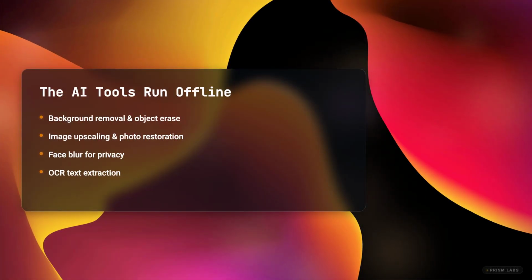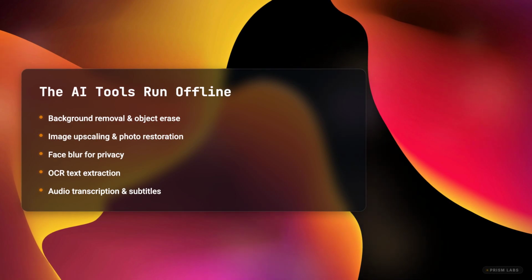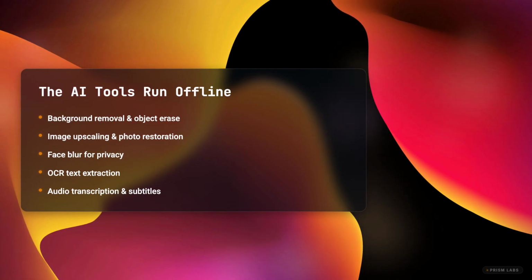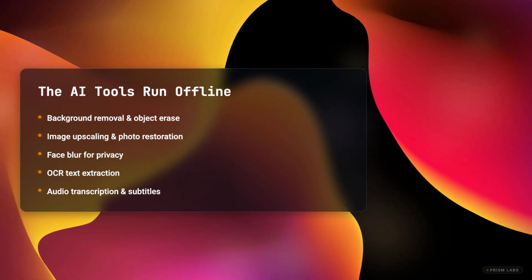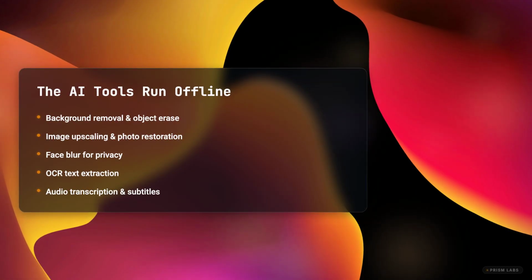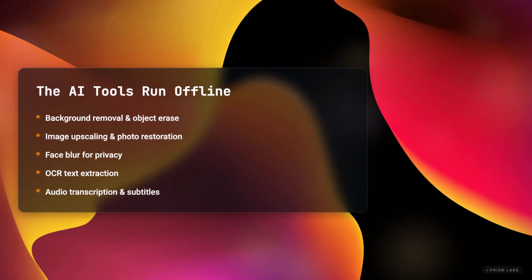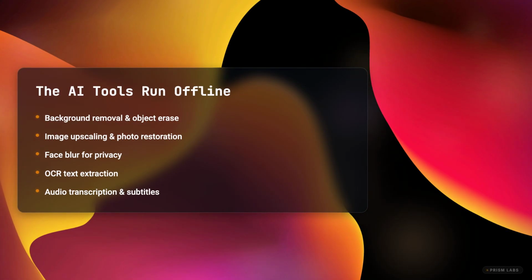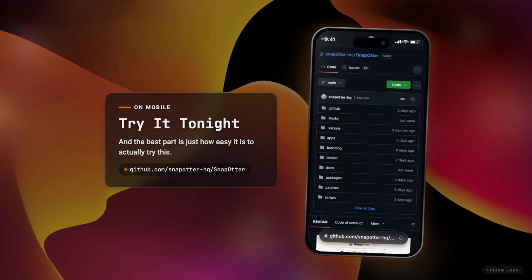And here's the feature I promised you all the way back at the start. SnapOtter ships 19 local AI tools, and every single one of them runs offline, with no external API keys and no cloud calls whatsoever. Background removal, image upscaling, old photo restoration and colorization, object erasing, face blurring for privacy, OCR to pull text straight out of images, even audio transcription and automatic video subtitles. This is exactly the stuff people normally pay monthly subscriptions for, and here it's just running, for free, on hardware you already own.